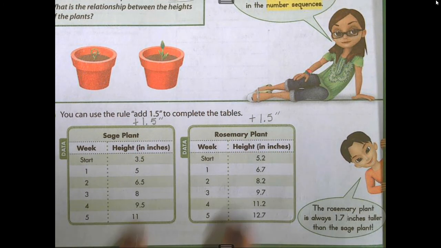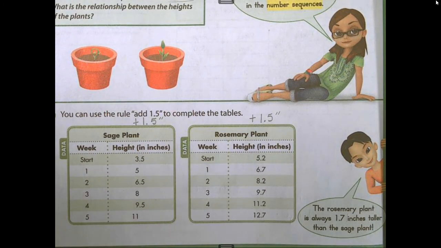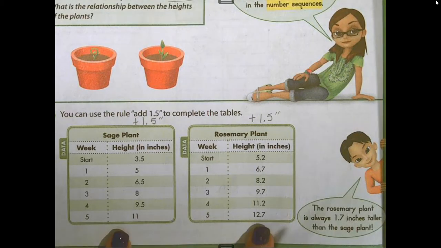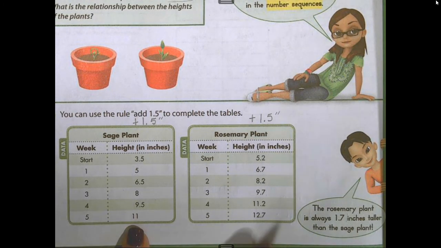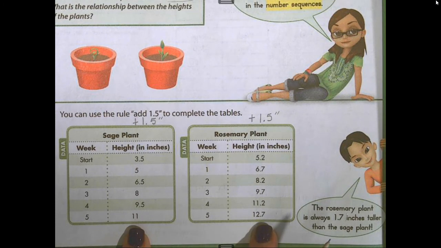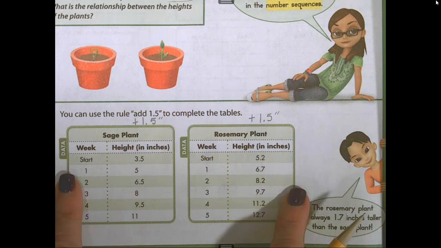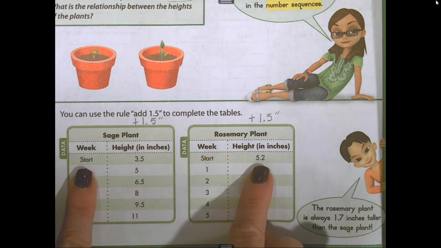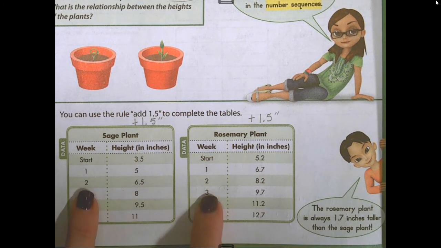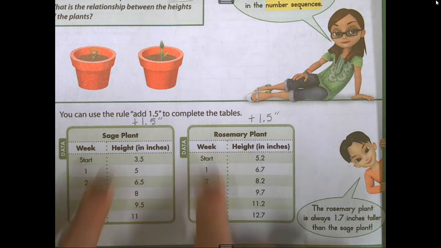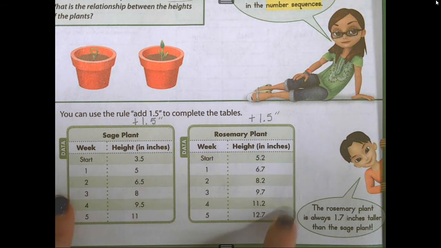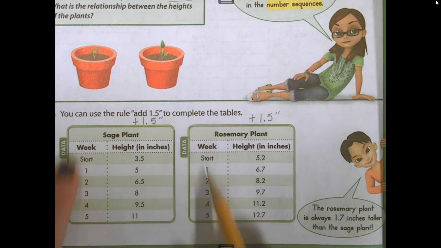Okay. When we get done, the corresponding terms are right here. At the end of the 5th week, we have a sage plant that's 11 inches tall and a rosemary plant that is 12 7/10 of an inch tall. So each of these, start and weeks, are a term, and the corresponding terms are the same. So the start in each, or week 2 in each table, or week 4, any of those that correspond. So it has to be the same data compared.